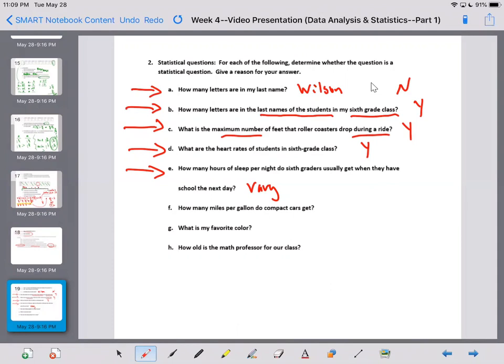How many miles per gallon do compact cars get? Well, that's going to vary. What's my favorite color? No, because I have one favorite color, and that's not going to create any variability. How old is my math professor for our class? Well, not that old. However, there is one answer, so that would also be not a very good statistical question.